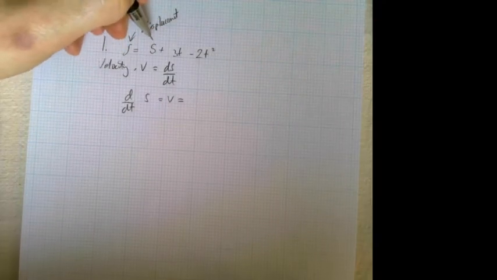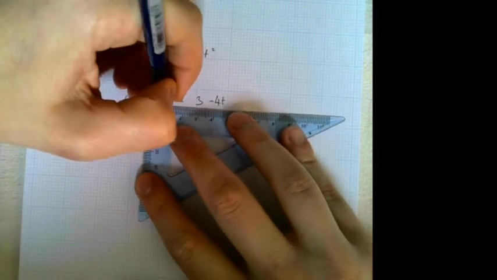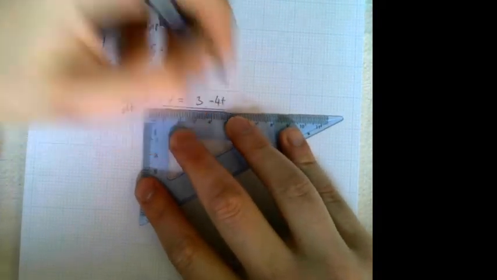I'm going to get velocity, and it's going to be equal to the differential of 5, which is 0, as it's a constant, differential of 3t, which is 3, and the differential of negative 2t squared, which is negative 4t. I can say that my velocity then is 3 minus 4t.